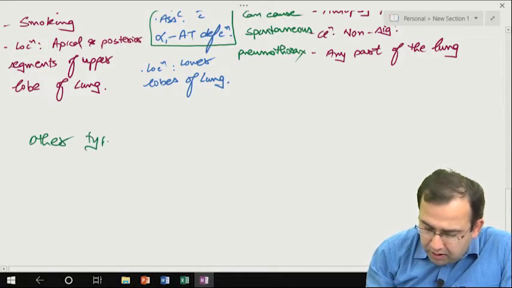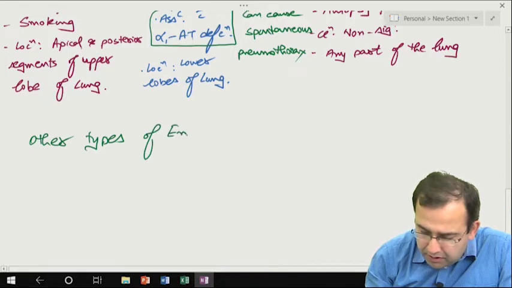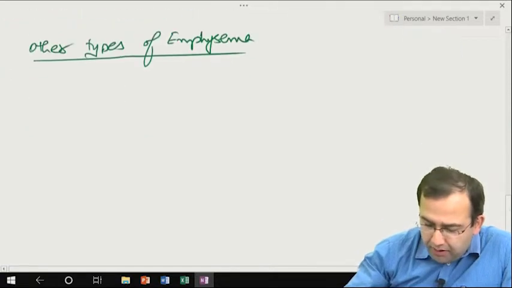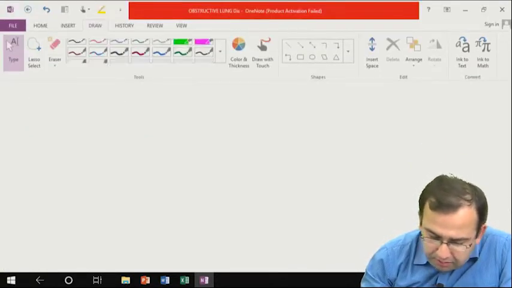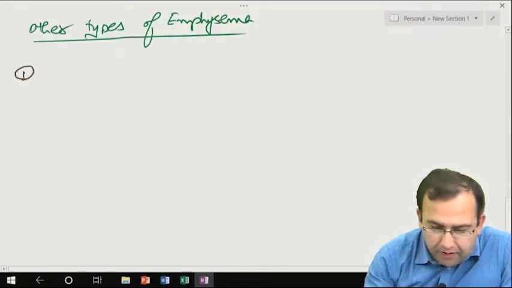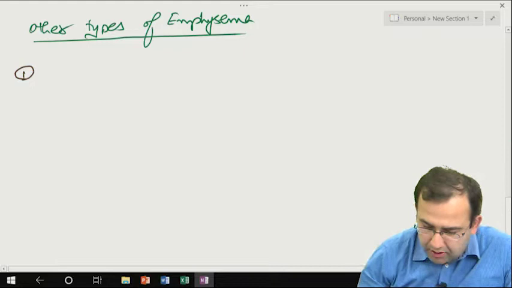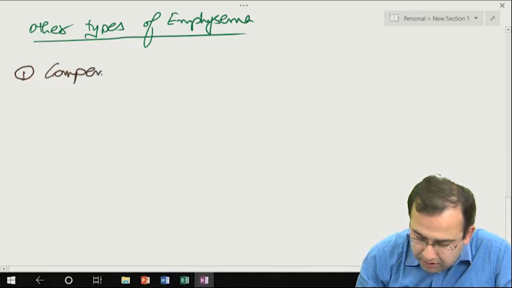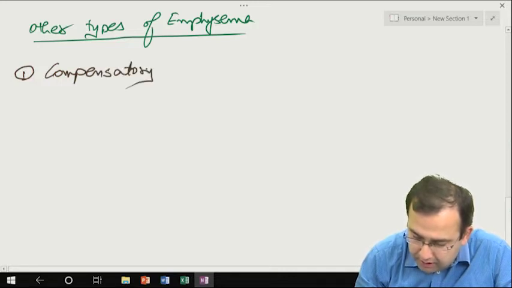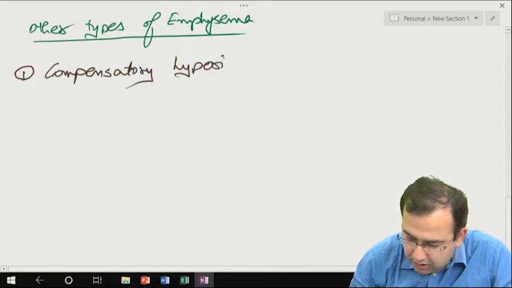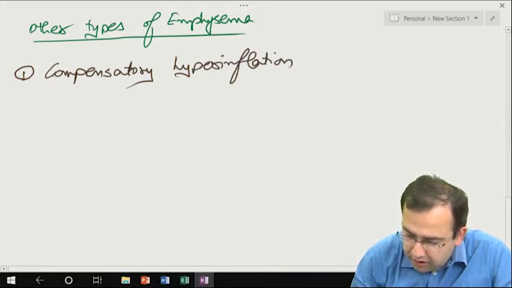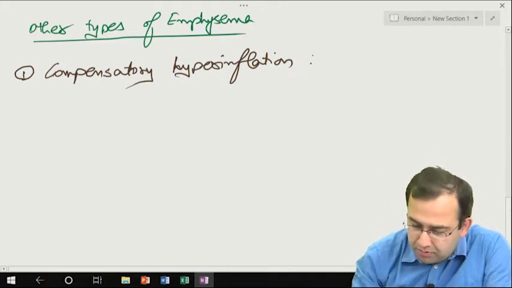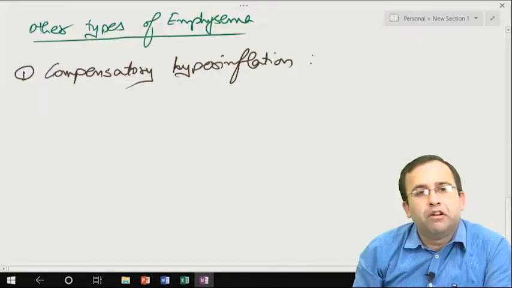Next is other types of emphysema. There are three other types, starting with compensatory hyperinflation. The name tells you everything. Hyperinflation is taking place as a compensatory response.